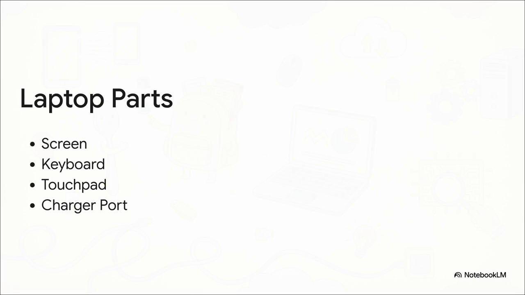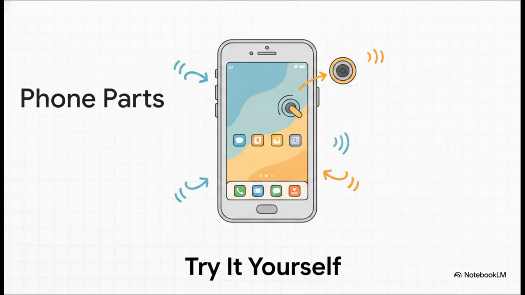And finally, the charging port, which is quite simply exactly what it sounds like, where the power enters the device to keep it running. Now let's contrast that with the phone. A phone also has a screen, but notice a huge difference here. A phone screen doesn't just show you things, it actually listens directly to your touch when you tap or swipe it. It's super interactive.